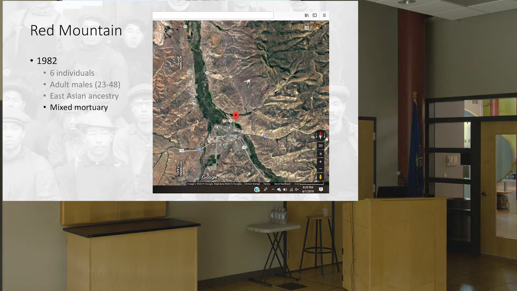So they were buried in this weird mix of traditional East Asian style with some of the clothing, but then there were dudes wearing bow ties. So it was very odd. It was a mix of East and West.